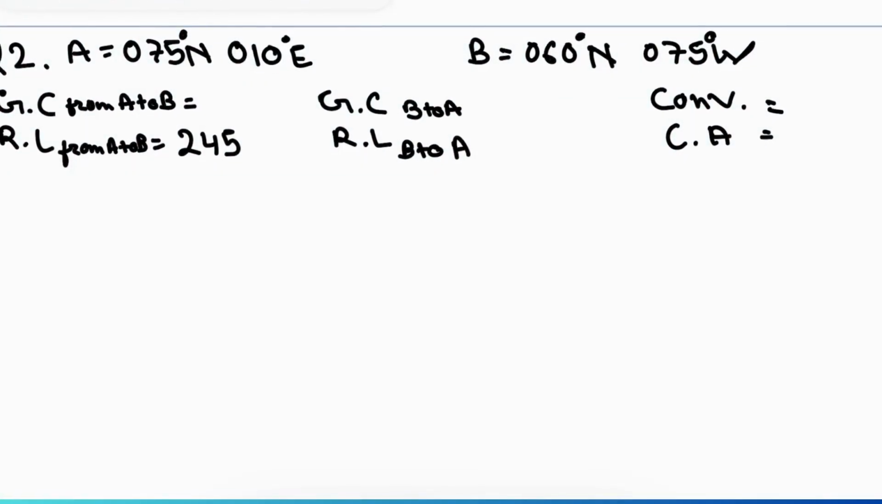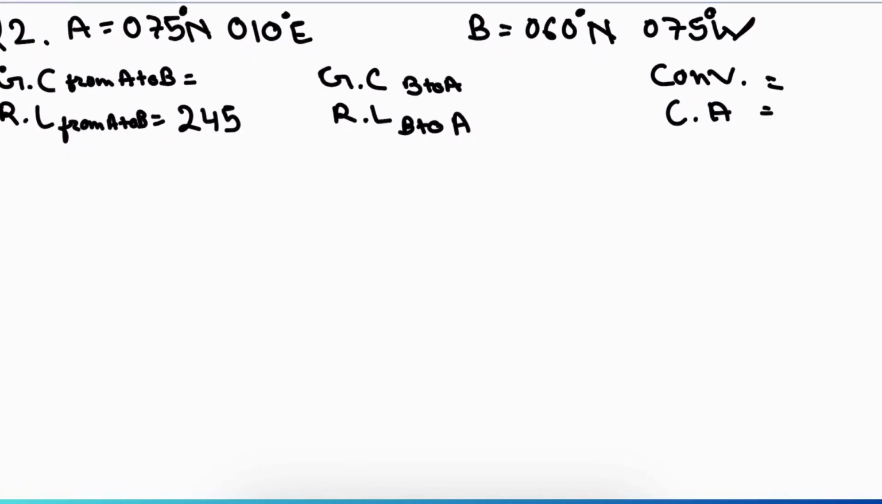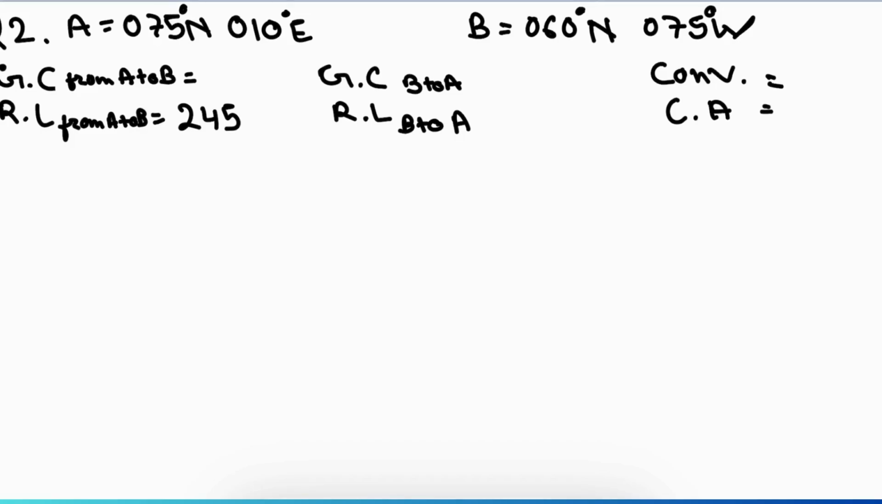So in the next question, point A is at 075 degrees north and 010 degrees east, and point B is 060 degrees north and 075 degrees west. We have to find the great circle from A to B, great circle from B to A, rhumb line from B to A, and convergency and conversion angle, and we are given the rhumb line from A to B. So let's draw the diagram.